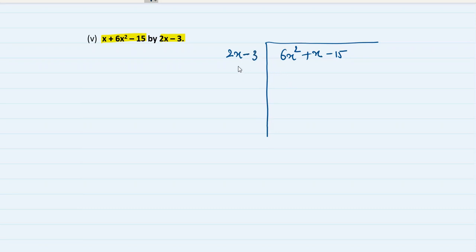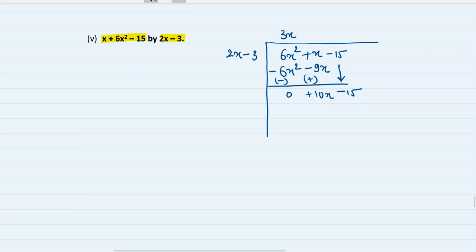So what do you do next? You divide 6x square by 2x and you get 3x. So 3x multiplied by 2x is 6x square. 3x multiplied by minus 3 is minus 9x. Here will be minus sign, this will be minus, this will be plus. So 6x square minus 6x square will be 0. X plus 9x is plus 10x, and minus 15 will come down.